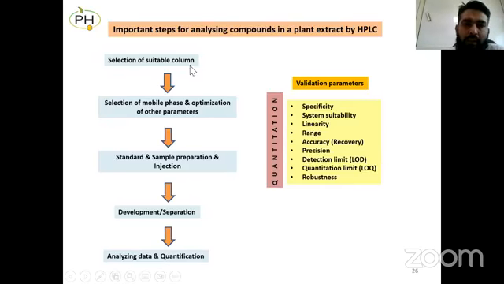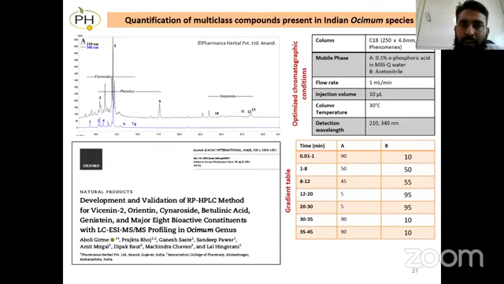As I have discussed earlier, in HPTLC you have to select a suitable stationary as well as mobile phase, and also validation parameters have to be carried out for quantification. And quantification is done after validation. These parameters have to be fulfilled as per the ICH guidelines. These are some of the examples which I have shown here.